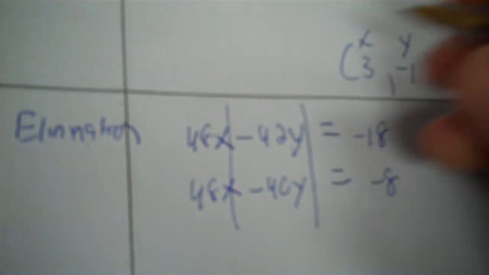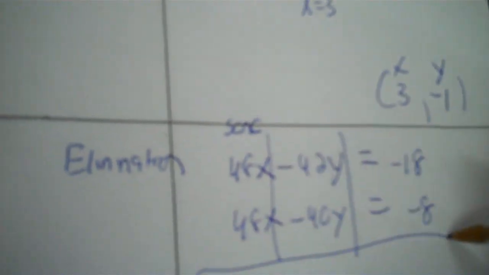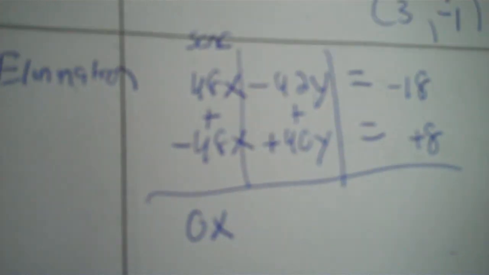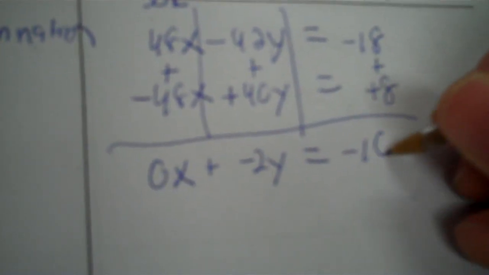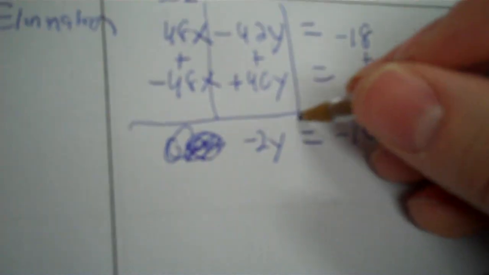Now redraw your columns. Now you have the same term there. You just need to make them into opposites. Okay? Because that's not going to add to 0. But if I make 48 negative, it will. Well, then the 40y is positive and the 8's positive. So there's your 0x. So negative 42 plus 40 is negative 2y, and then negative 18 plus 8 is negative 10. So 0x is gone. Then I divide each side by negative 2, and y is equal to 5.